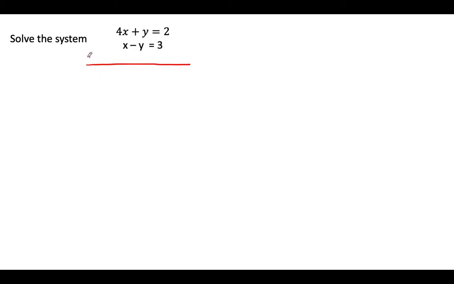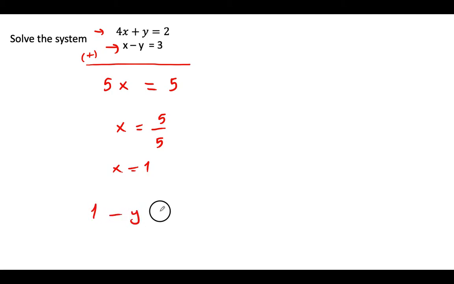If I add them side by side, 4x plus x will be 5x. Positive y plus negative y will be 0. 2 plus 3 will be 5. So x is equal to 5 over 5, which is x equals 1. And then in the first equation or in the second equation, I can substitute 1 instead of x. So 1 minus y is equal to 3. 1 minus 3 is equal to y. So negative 2 is equal to y.